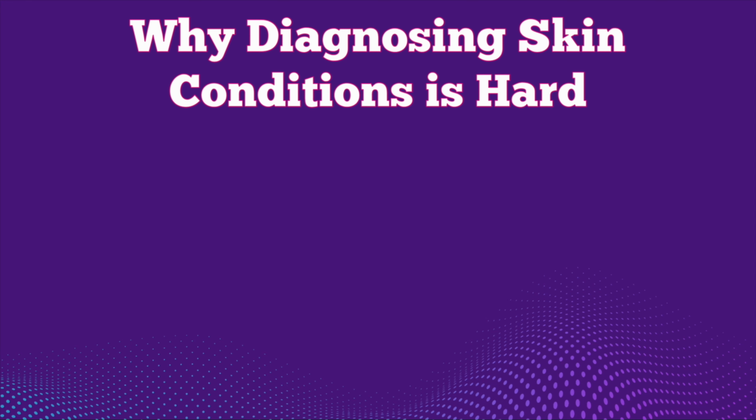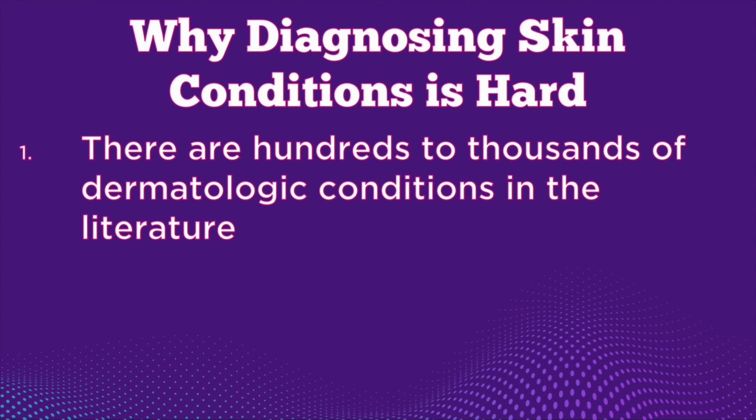First off, there are hundreds to thousands of dermatologic conditions in the literature. And why is that? Since they appear on the outside of the body rather than internally, they are easy access for a biopsy, which means that we have pathology on the thousands of conditions that we have to know as dermatologists. So number one, there are a lot of rashes and lesions to know.